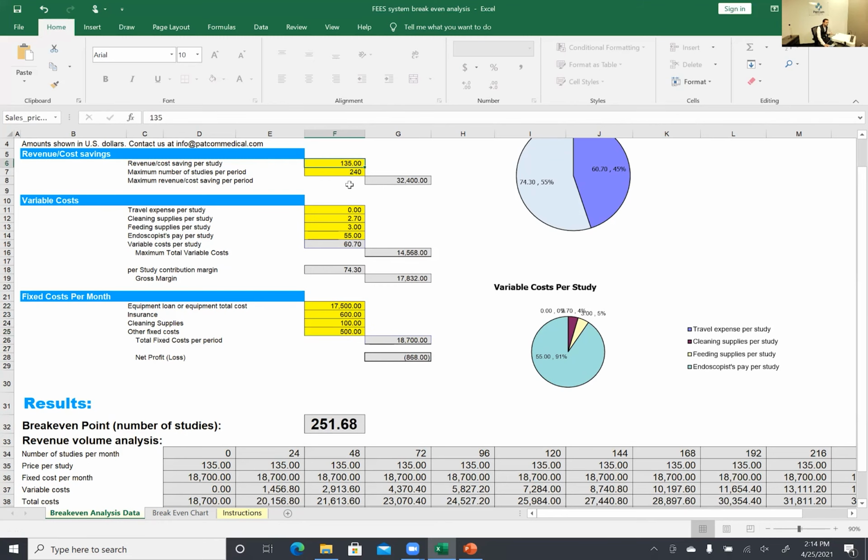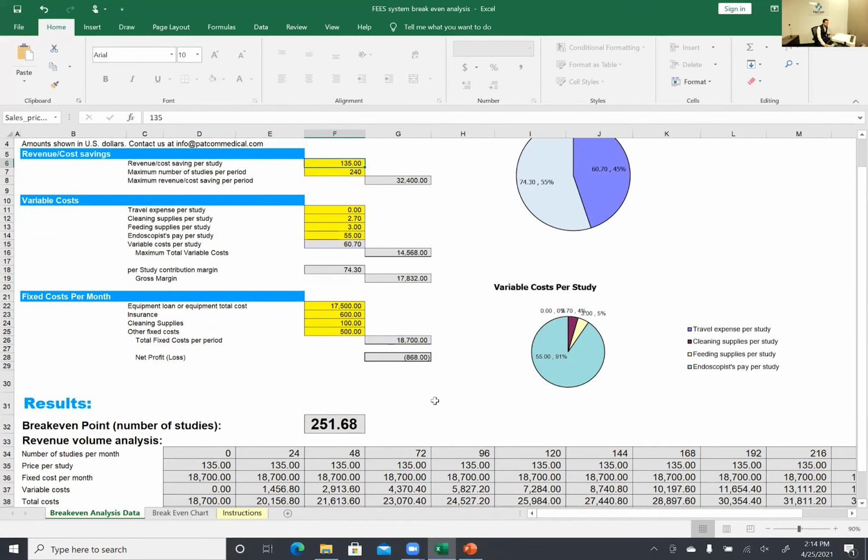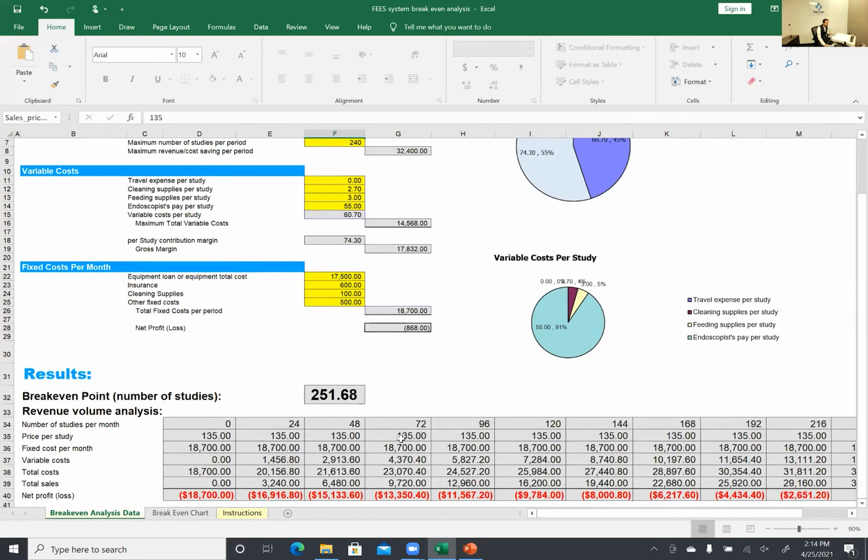Okay, so now we filled all these numbers out, and at this point, we already have our break-even point here, 251.68. What does that mean? This is the number of studies that you need to do to have paid for the entire equipment.